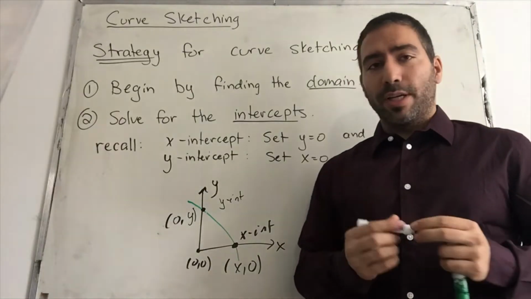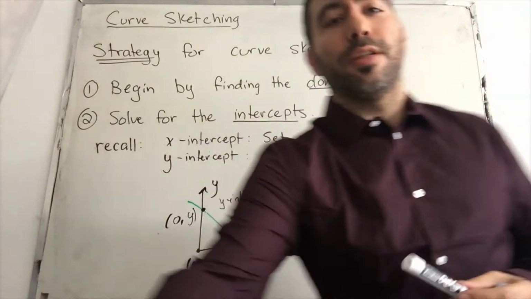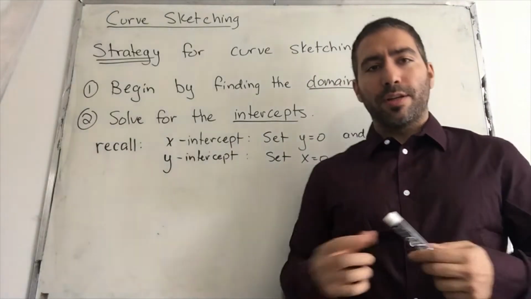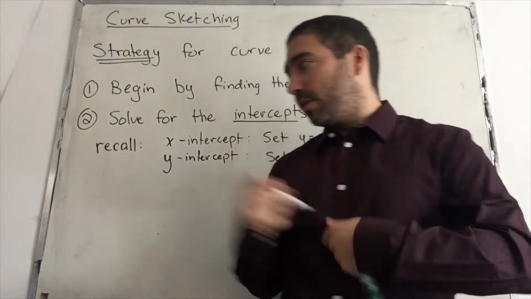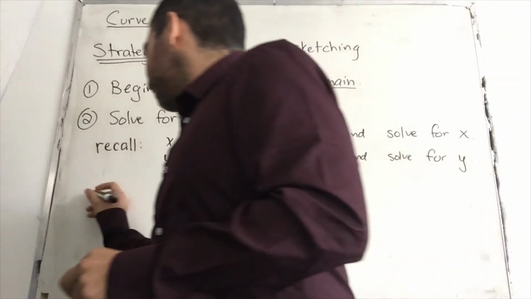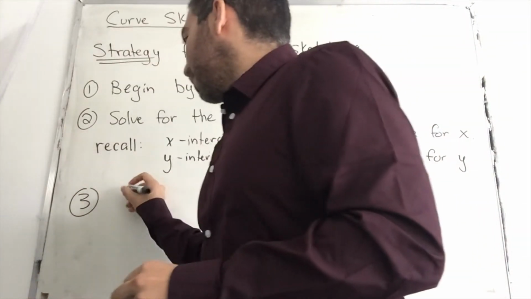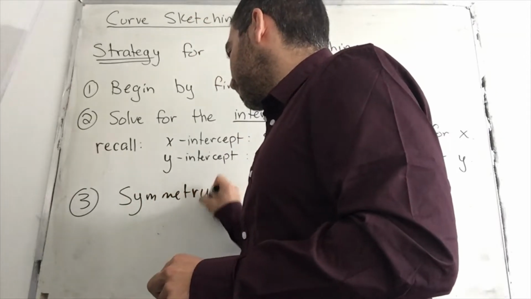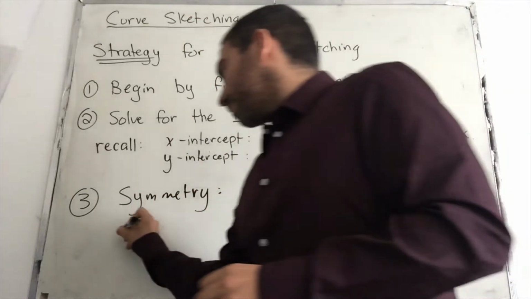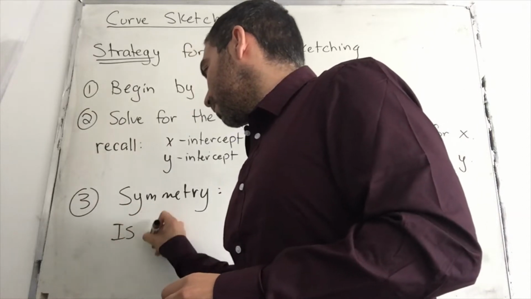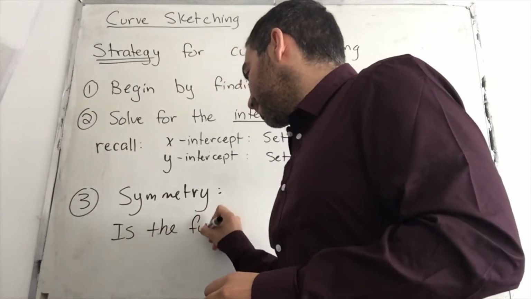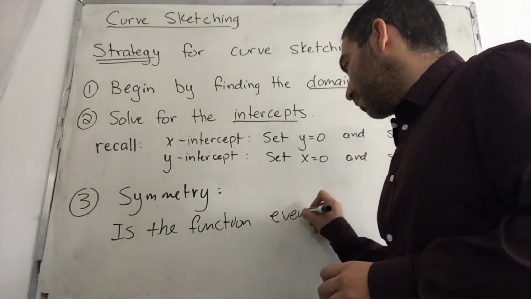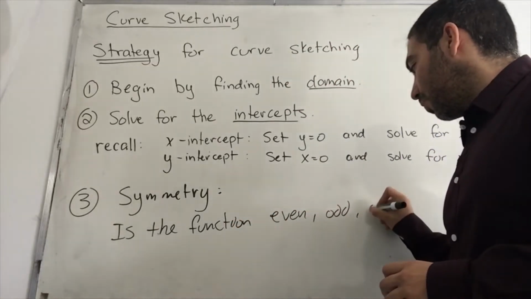The next strategy that we're looking for is symmetry. So this is a new idea. Let's go ahead and write it. You want to know whether the function's even, odd, or neither. So let's write that down. Step 3. We're looking for symmetry. Is the function even, odd, or neither?